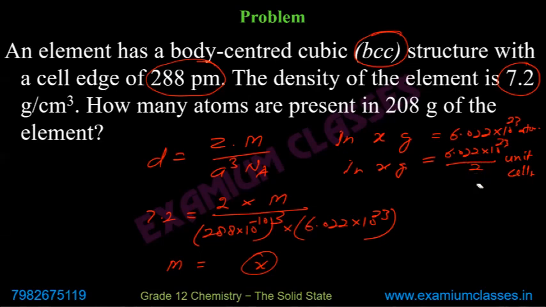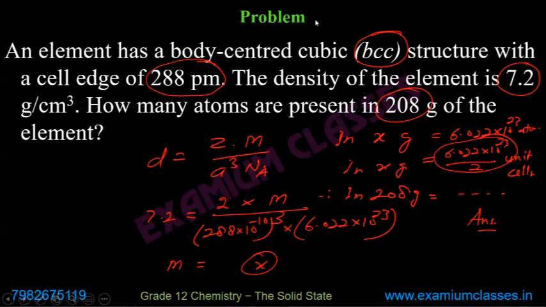So if we know that X grams, whatever you got, has these many unit cells, apply the unitary method. Hence, in 208 grams, how much? That will be the answer. You need to apply the unitary method. Is that clear? And try it and see whether you get the same answer from both the methods or not.